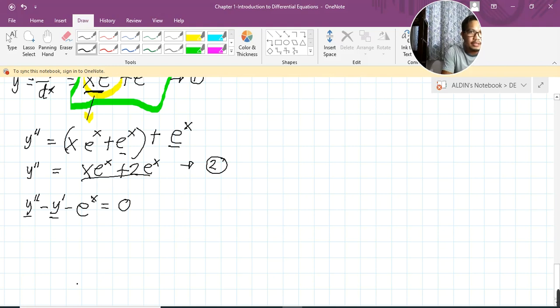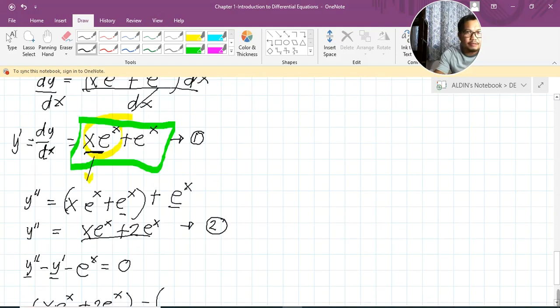So, the second derivative is this. Write it here: the second derivative is equal to x e raised to x plus 2e raised to x, minus the first derivative. What is the first derivative? The first derivative is this one, and this one is your second derivative.